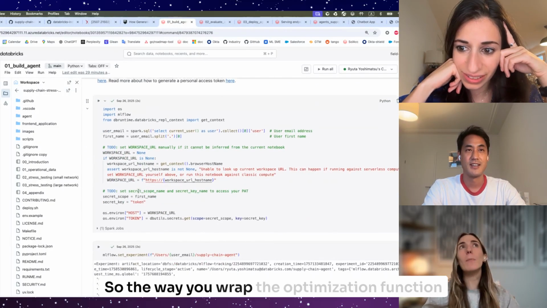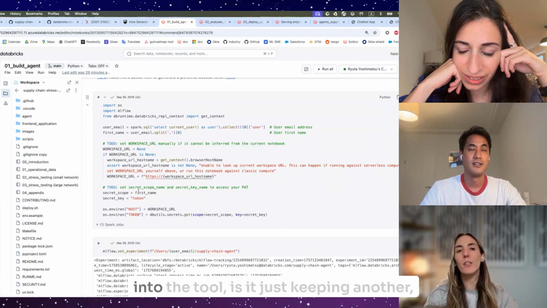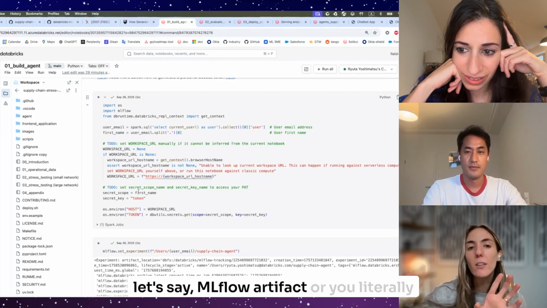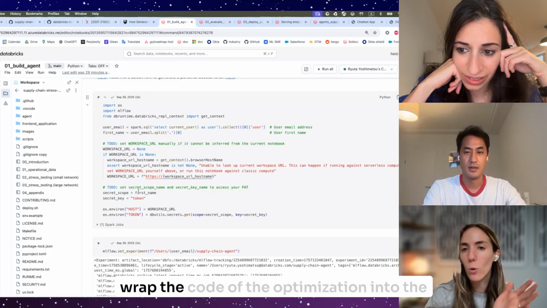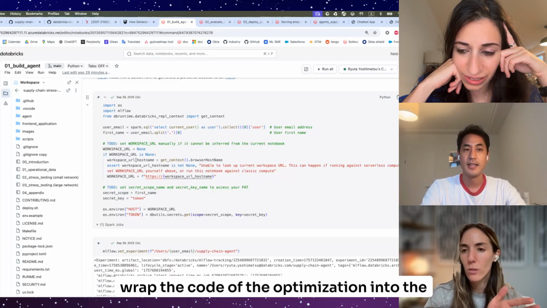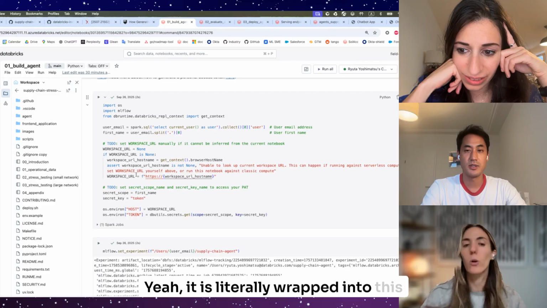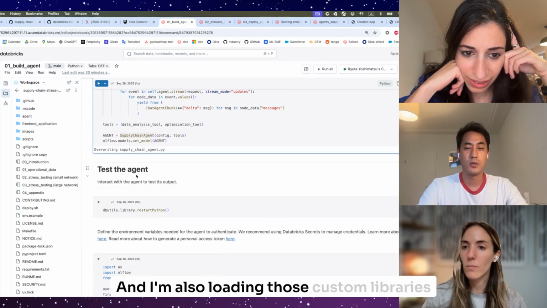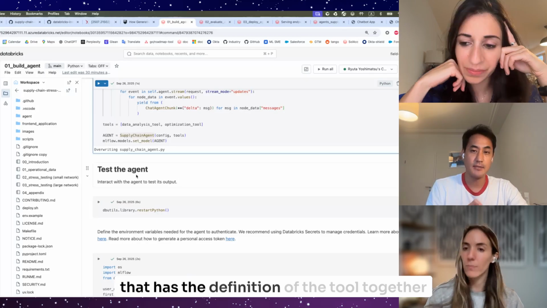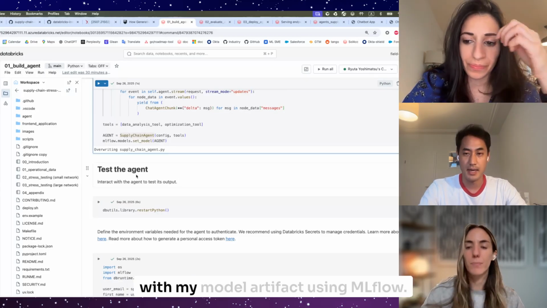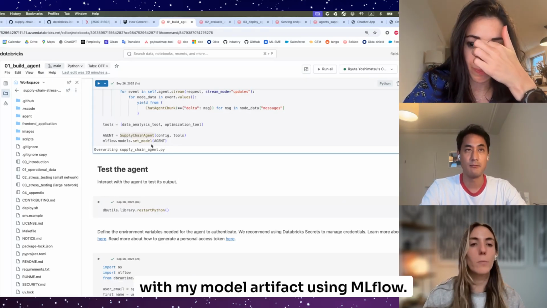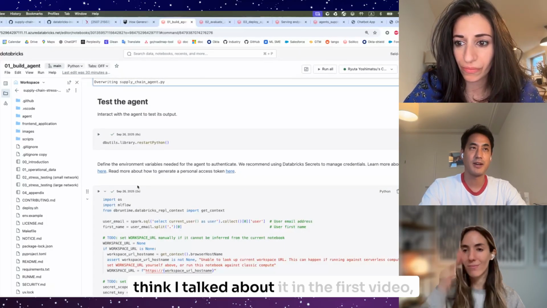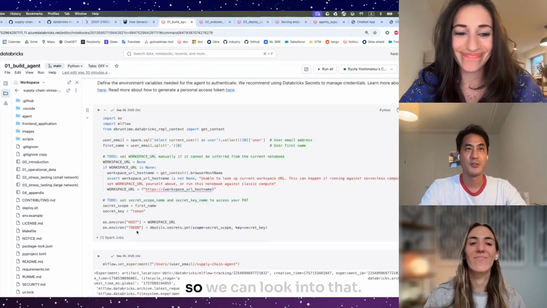So the way you wrap the optimization function into the tool, is it just hitting another, let's say, MLflow artifact, or do you literally wrap the code of the optimization into that? Yeah, it is literally wrapped into this optimization tool. And I'm also loading those custom libraries that have the definition of the tool together with my model artifact using MLflow. Okay. Cool. The detail about the algorithm, I talked about in the first video, so we can look into that.